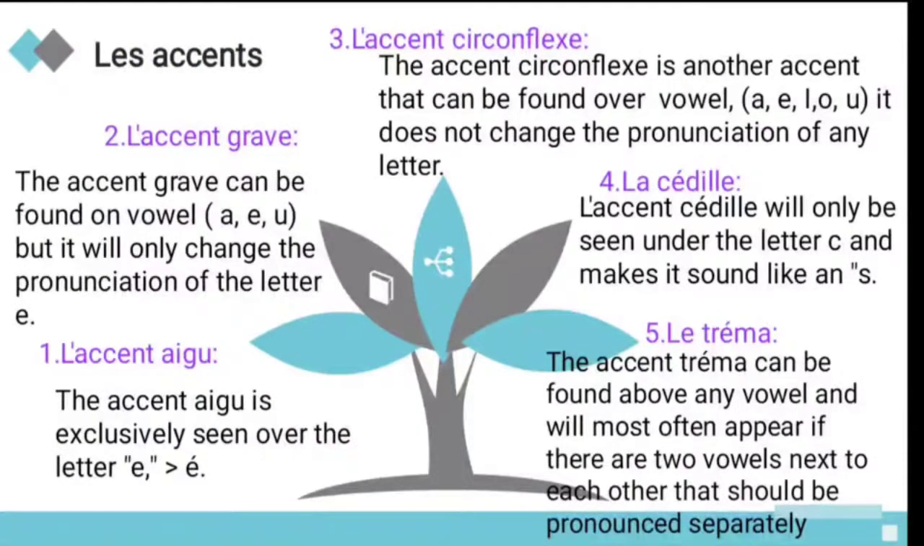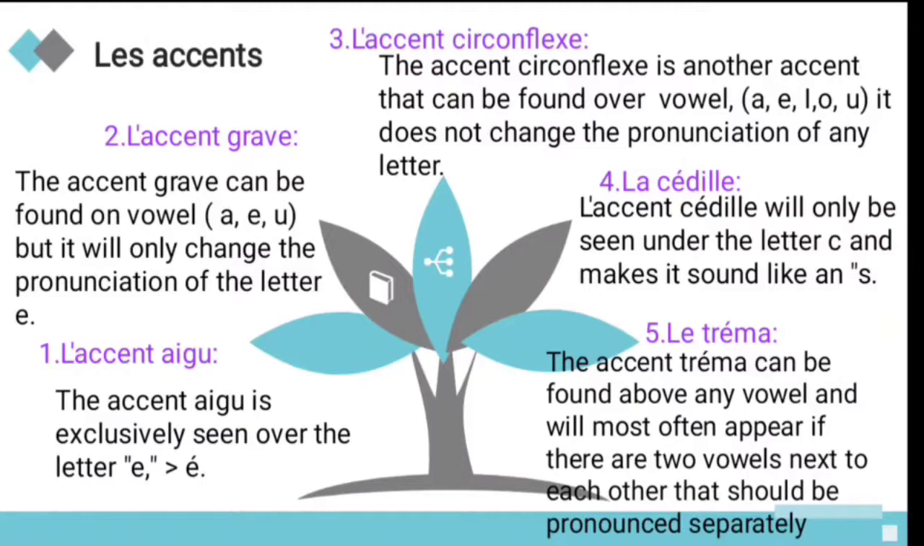And what is the third accent? L'accent circonflexe, that is the circumflex accent. It's another accent that can be found over the vowels A, E, I, O, U, and it does not change the pronunciation of any letter. So the pronunciation stays the same, and it can be found over the vowels A, E, I, O, U only.